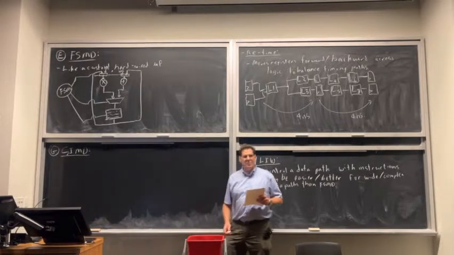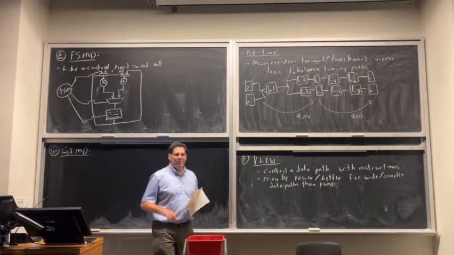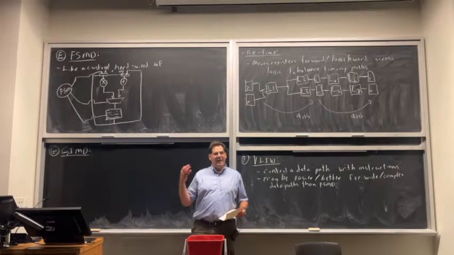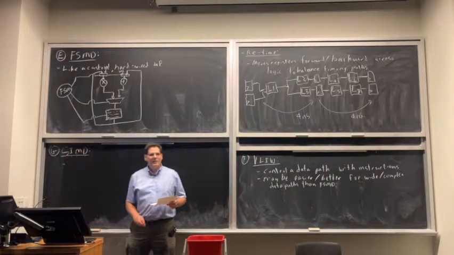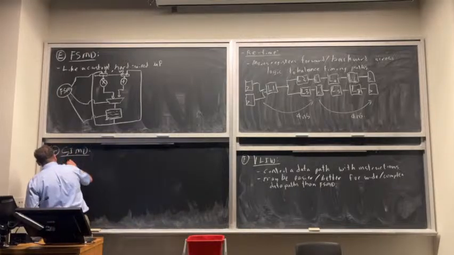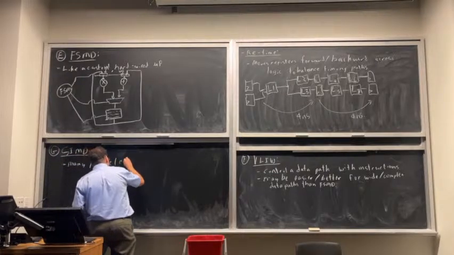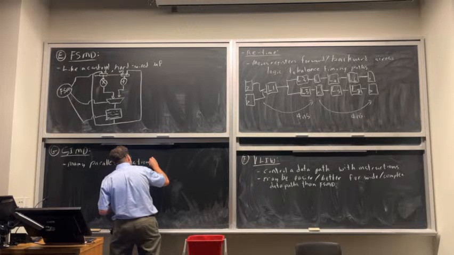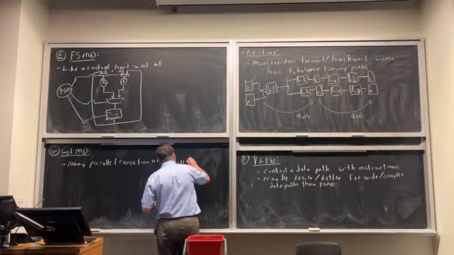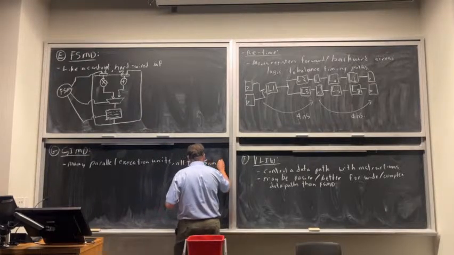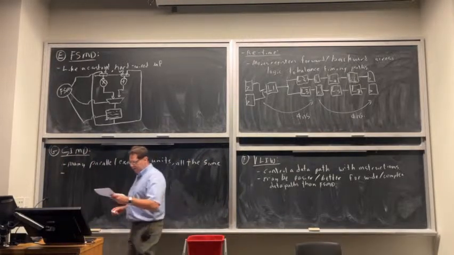SIMD. Okay, so SIMD is another acronym from computer architecture. What does SIMD stand for? Yeah, single instruction, multiple data. So it's kind of related to VLIW, but it's not exactly the same. So it means many parallel execution units, which are all the same. And they all share control.